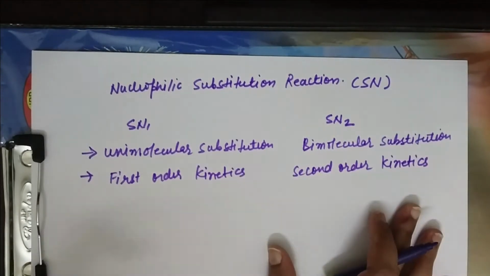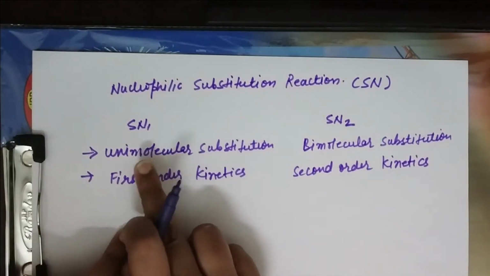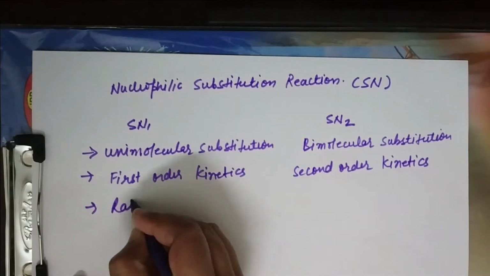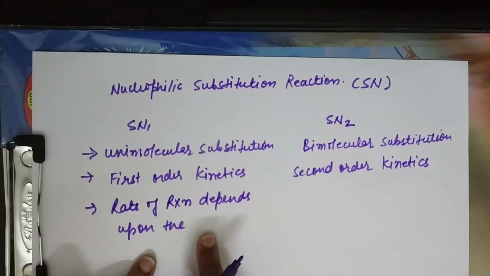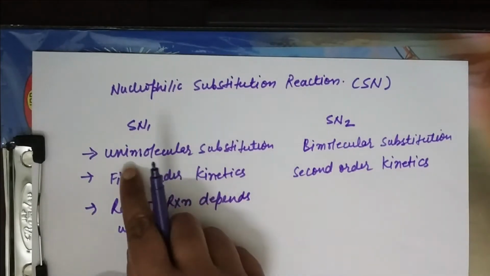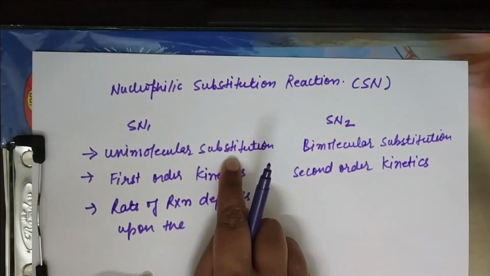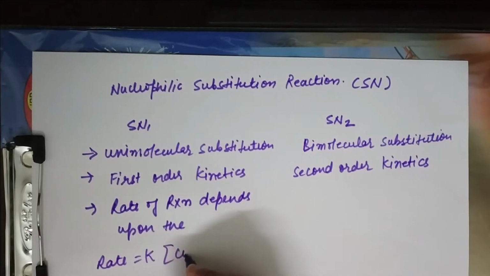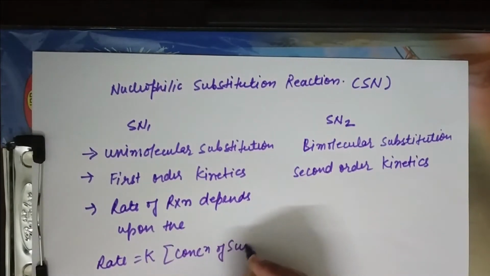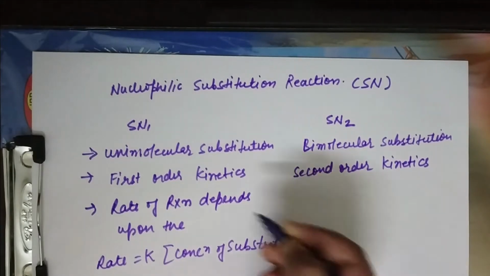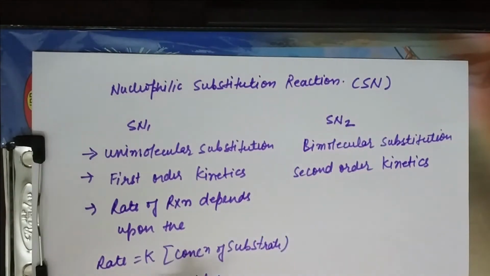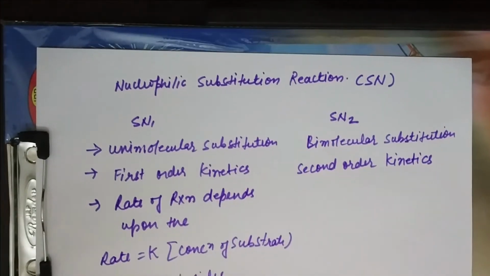Now, in short, I am going to explain this. SN1 means unimolecular substitution reaction. It means the rate of reaction of SN1 depends on the concentration of only one of the reactants. That is why it is known as a unimolecular substitution reaction. The rate will depend on the concentration of the substrate. And here the substrate is an alkyl halide. The nucleophilic substitution reaction generally takes place in alkyl halide compounds, meaning an alkyl group with a halide group.